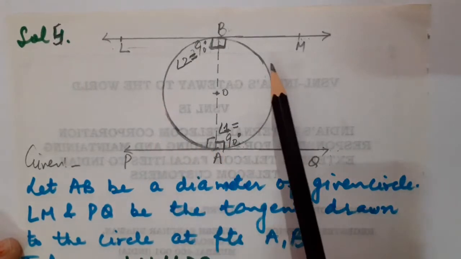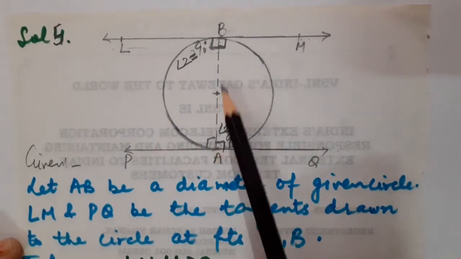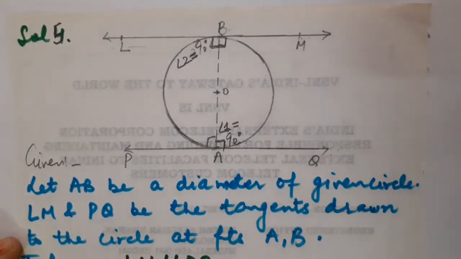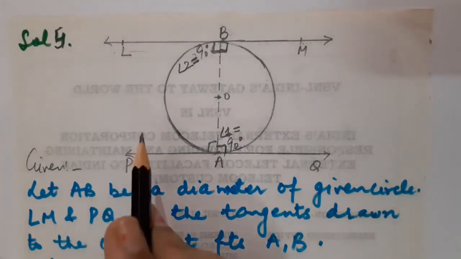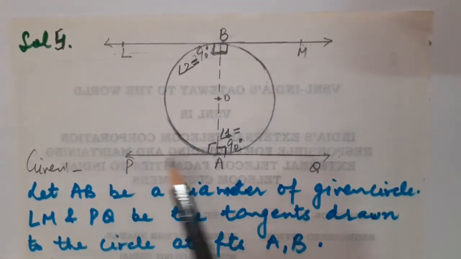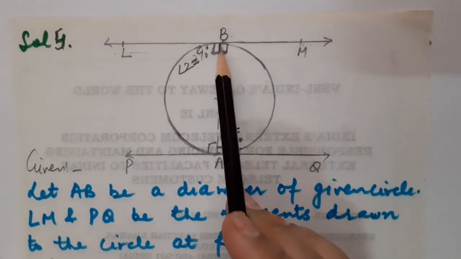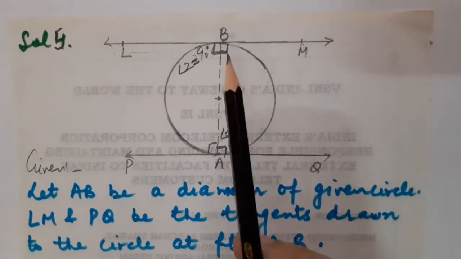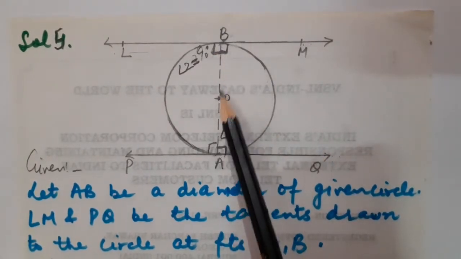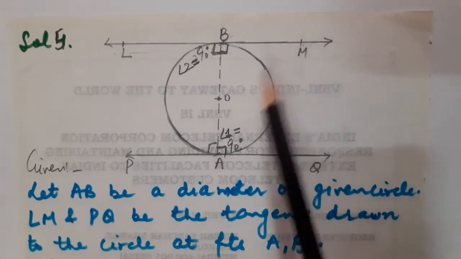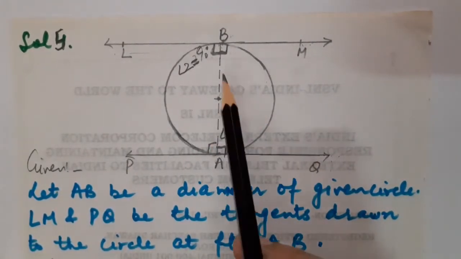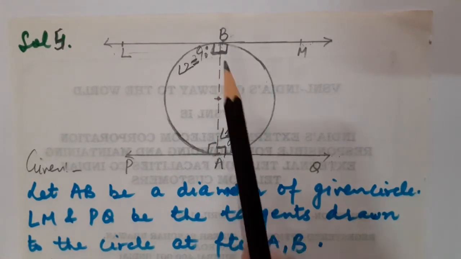Children, you can see that there is a circle with center point O. AB is the diameter of the circle, and A and B both are the end points of the diameter. Here you can see that whenever two tangents are drawn passing through the end points of the diameter, they will always be parallel to each other. How, children? Suppose I know that OB is perpendicular to LM. In the same manner, OA is perpendicular to PQ. Why? Because radius is perpendicular to the tangent at the point of contact.